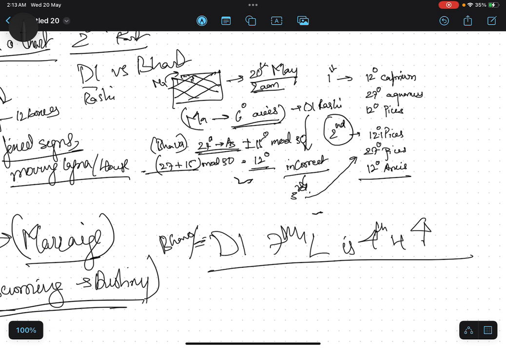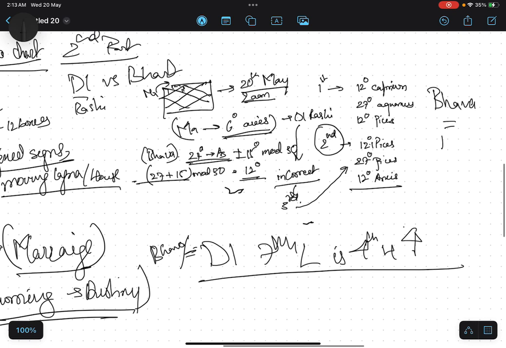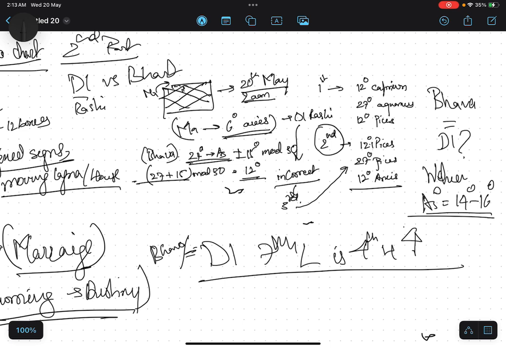Tell me, in which condition will Bhava be equal to Rashi? This is a very good point, by the way. Bhava equal to D1 when? When the Ascendant degree is between 14 and 16 degrees, that's when it will be perfect alignment. It will be equal. So this is just a point which I wanted to add.